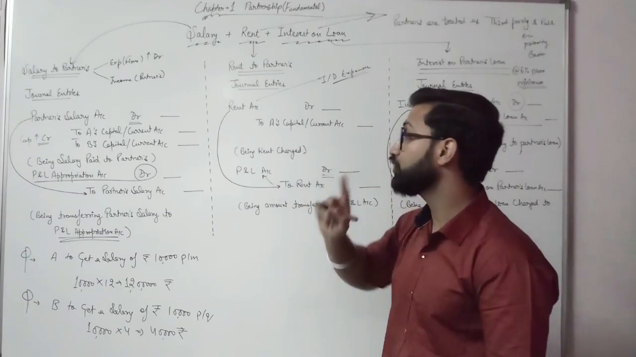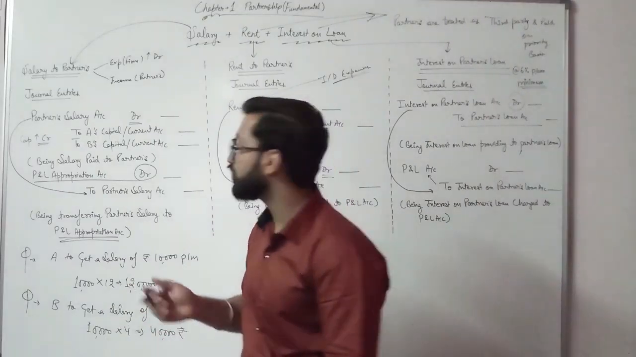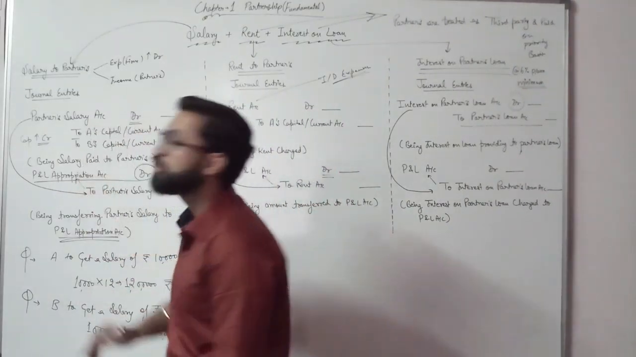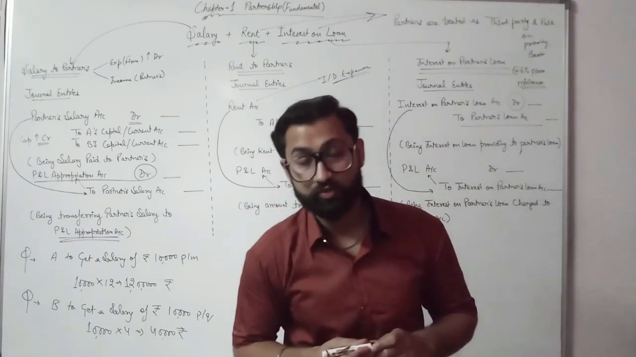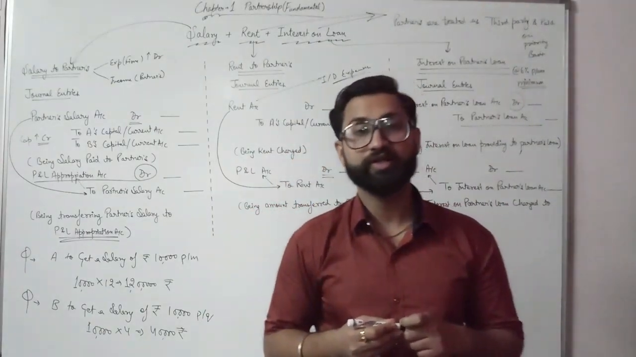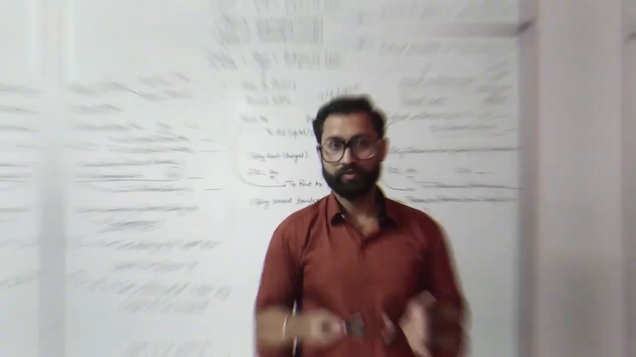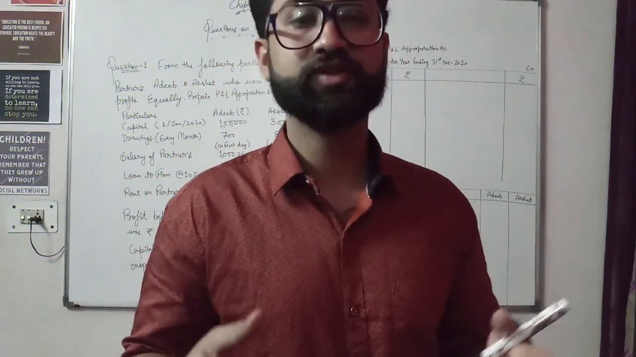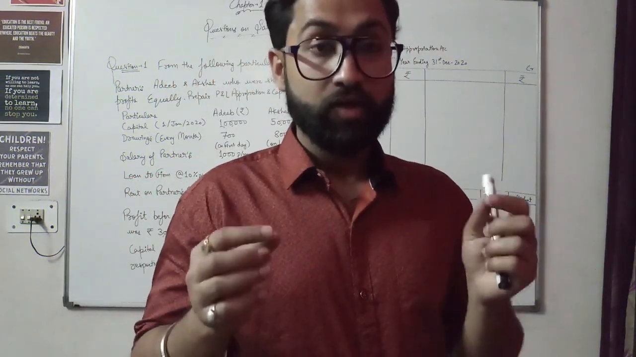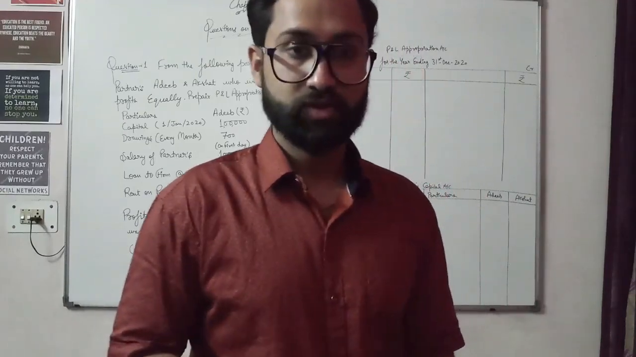But you need to know that partner's salary is an appropriation, therefore it will be transferred to profit and loss appropriation account, like you have studied in case of commission to a partner, interest on capital of partners, and interest on drawings. Okay. Now let us do a comprehensive question on the topics that we have covered till now, in which specifically salary, rent and interest on loan have been discussed.